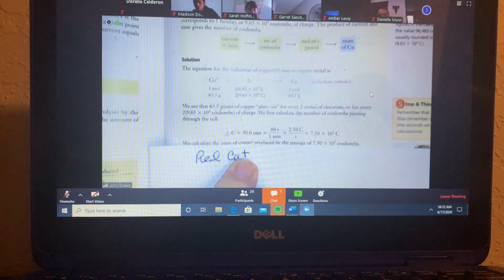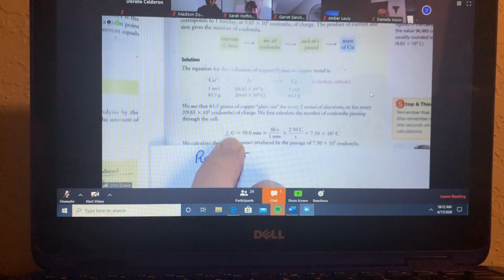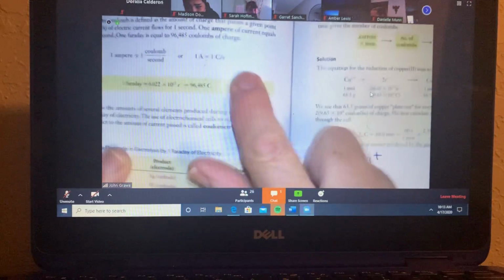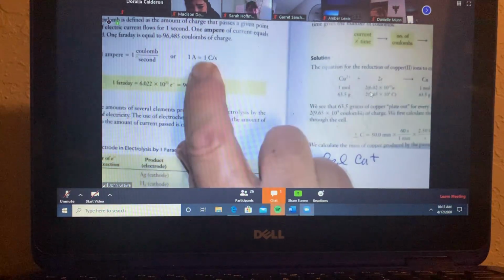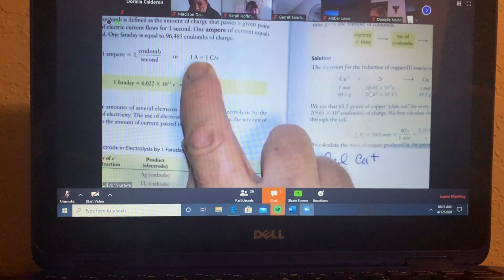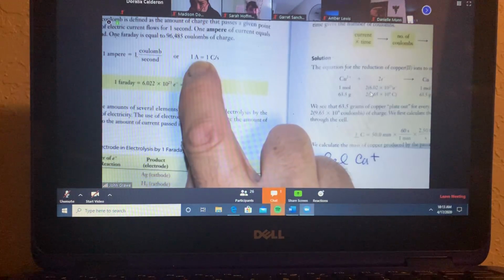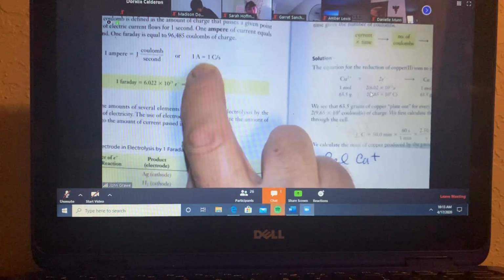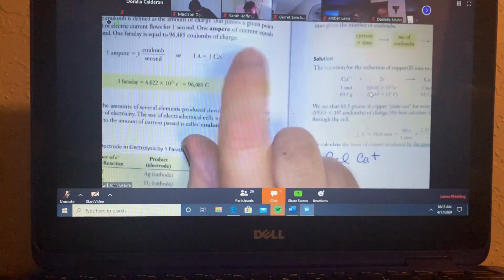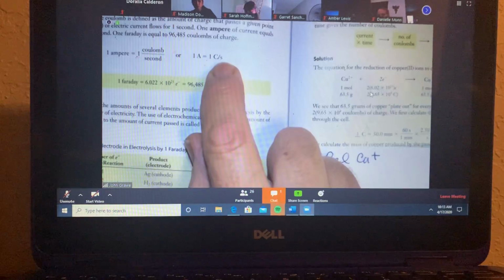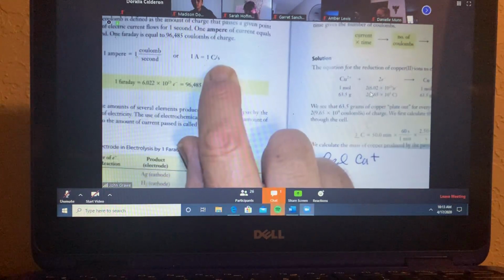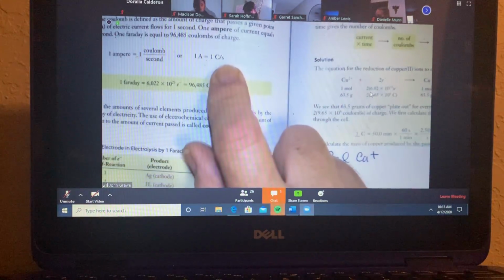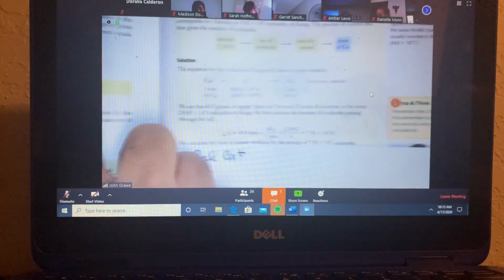First thing we have to do, it's a double conversion, is we have to get into coulombs. We were given 2.5 amps. We're going to change amps into coulombs per second. That's what an amp is. But we need seconds because of the conversion factor. You were given 50 minutes. So all that's got to finally change.